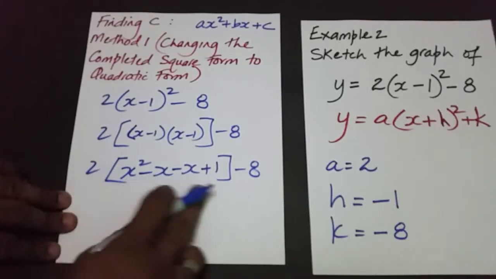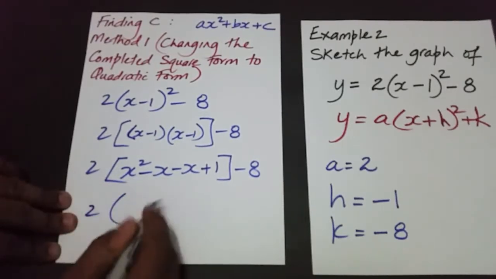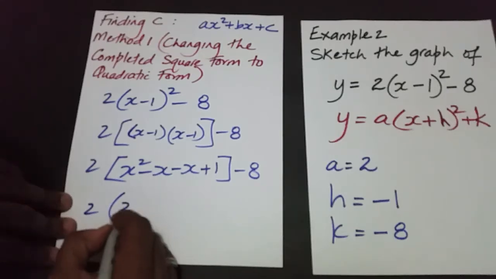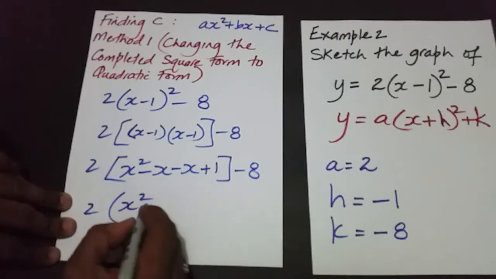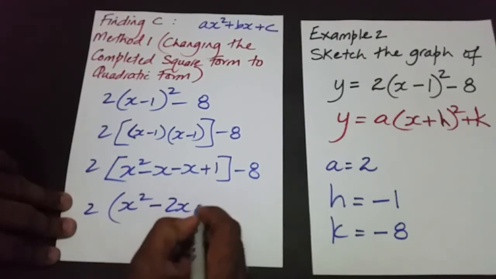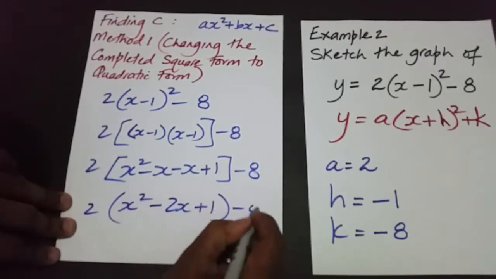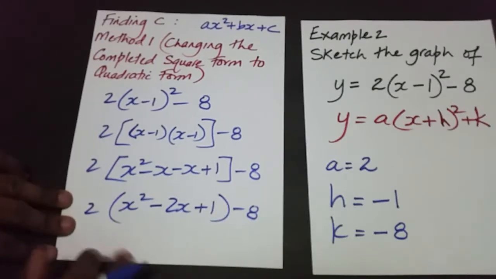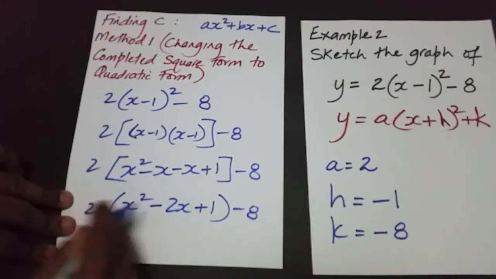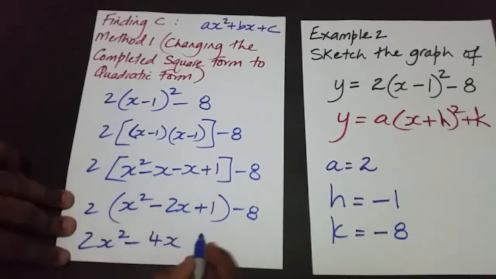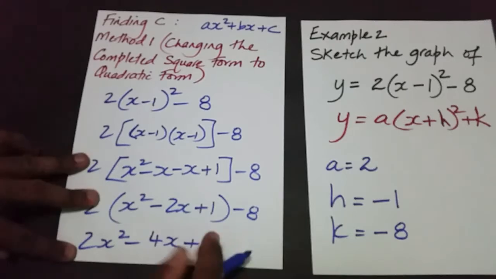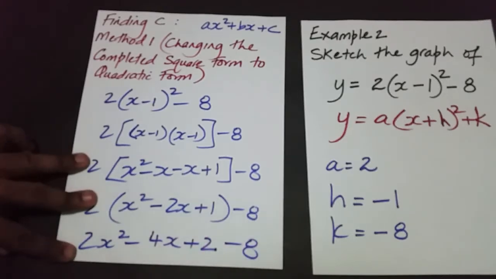So what I'm going to be doing is just simplify inside. First of all, I can go back to the brackets. So we have x squared. If you owe one x and owe another x, in all you owe 2 x's, so minus 2x, plus 1, minus 8. The next thing I'm going to be doing is multiplying everything inside the bracket by the 2. So 2 times x squared is 2x squared. 2 times minus 2x is minus 4x. And 2 times positive 1 is positive 2. And then the minus 8 comes back.